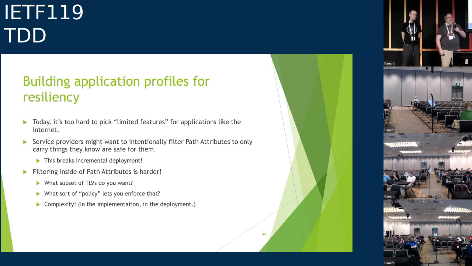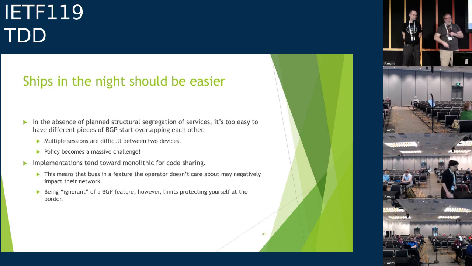Yep, and once you get into TLVs themselves, as John was saying earlier, sometimes the best answer is to throw the thing in an existing feature rather than trying to put something new together. But the minute you start doing that, how do you filter slices of TLVs? That starts getting tricky. Your policy becomes really hard to write. Ships in the night should have been easier. If you didn't plan on keeping things separate, it becomes really easy for things to start overlapping each other. Right now, the protocol really wants a single peering session between two devices on the same addresses. There's no easy way to do multi-session as part of the base protocol. And even if you have that sort of thing and have sessions running in parallel, policy starts getting nasty.